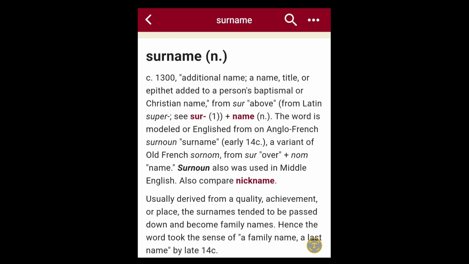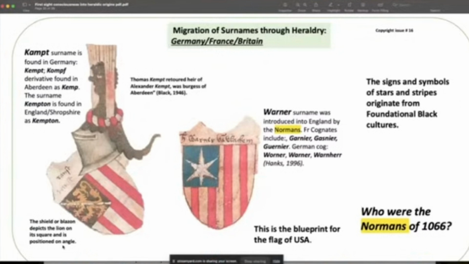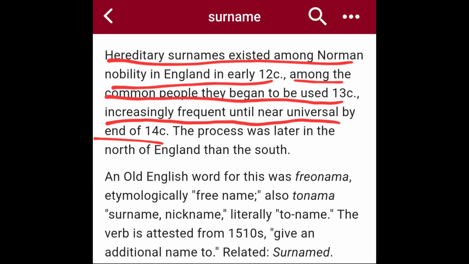The surnames tended to be passed down and became family names. Hence, the word took the sense of a family's name, a last name, by the late 14th century. This also states hereditary surnames existed among Norman nobility in England in the early 12th century. We know that the Normans were so-called black. They were Negroes. Among the common people, they began to be used by the 13th century, increasingly frequent until near universal by the end of the 14th century. The process was later in the north of England than the south.